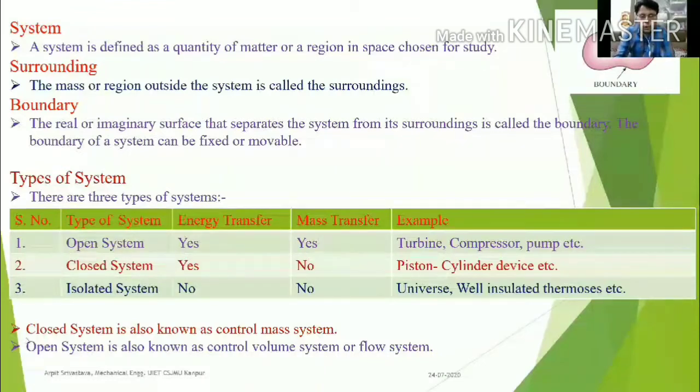The important thing is that a closed system is also known as a control mass system, because we already saw in the case of the piston cylinder assembly, if both walls are closed, mass is conserved. Okay, so that's why a closed system is also known as a control mass system, because there is no way for mass transformation. In an open system, we treat it as a control volume system or flow system, because there is always flowing mass from inlet to outlet wall. Okay, so these are about types of system.